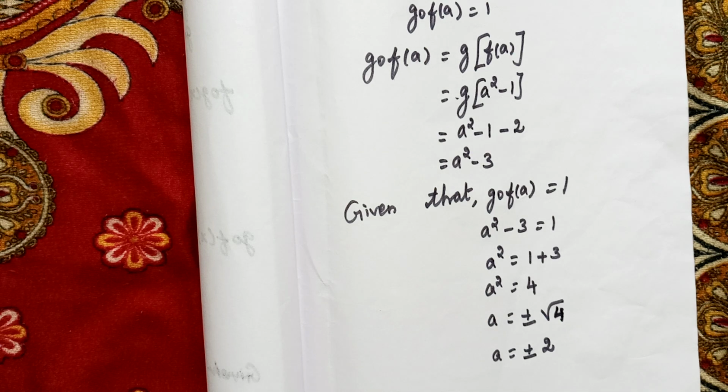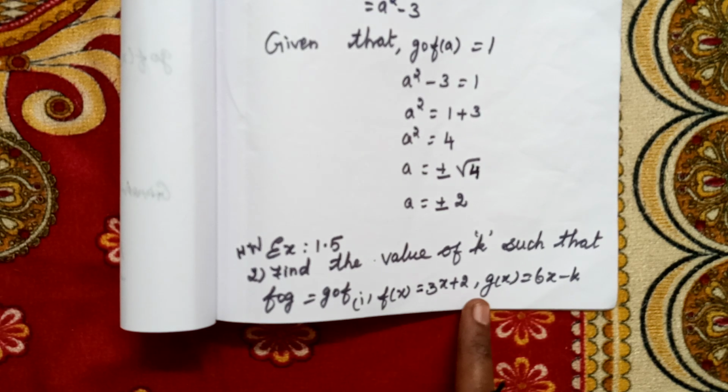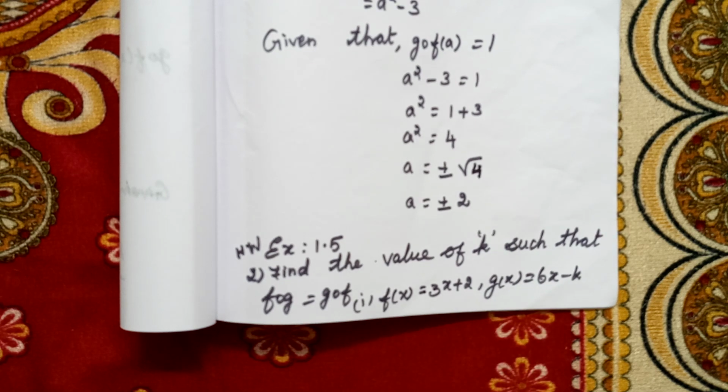Okay. Now, I am going to give only one homework problem. That homework problem you have to complete. Exercise 1.5 second problem homework. Find the value of k such that f composite g is equal to g composite f. There also, first problem: f of x is equal to 3x plus 2, g of x is equal to 6x minus k. The second problem we have already completed.